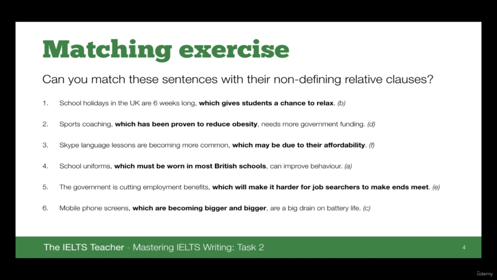Skype language lessons are becoming more common, which may be due to their affordability. Slight plug for my website here, of course.